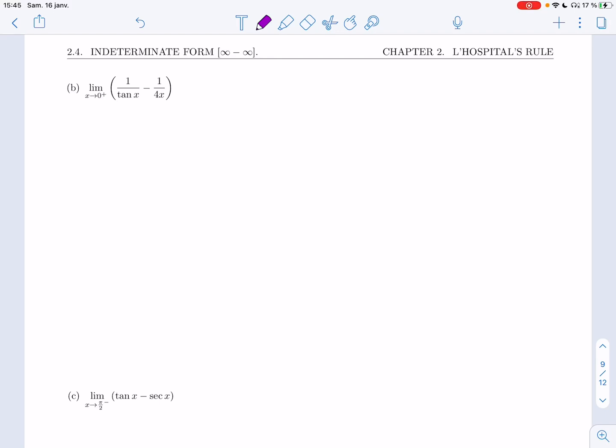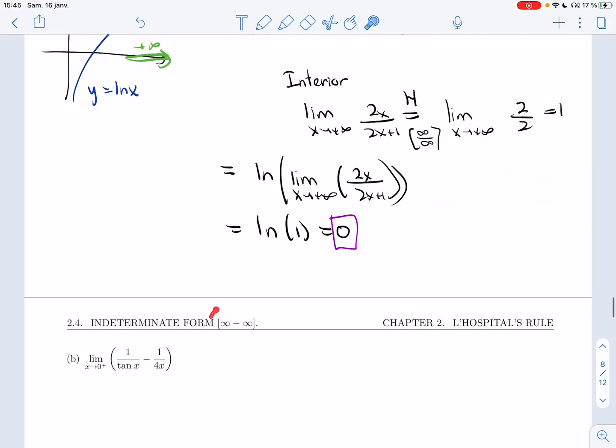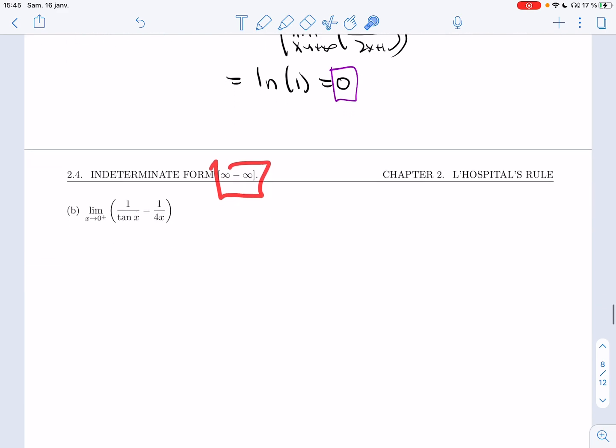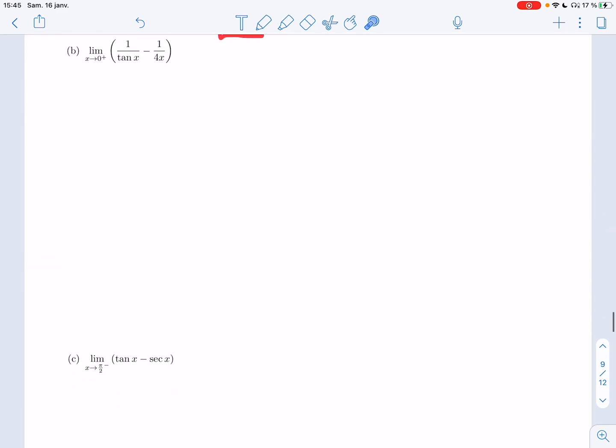Welcome back. We have been looking at types of infinity minus infinity. We've already done one example. We'll do two more in this video, and then we'll move on to the next section. All right, let's try this one.